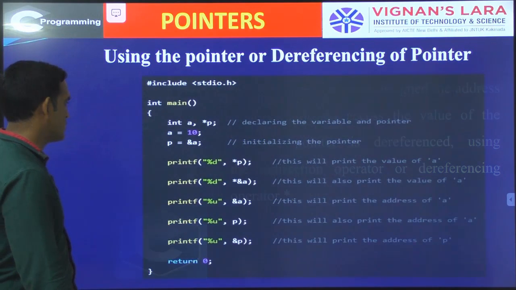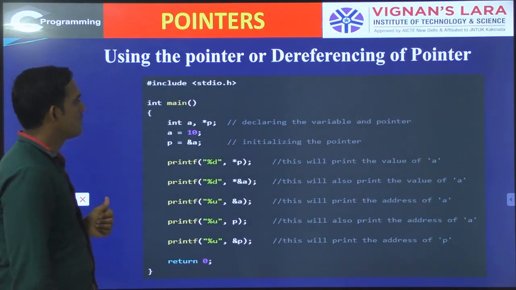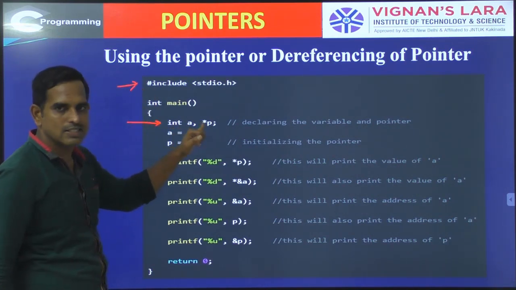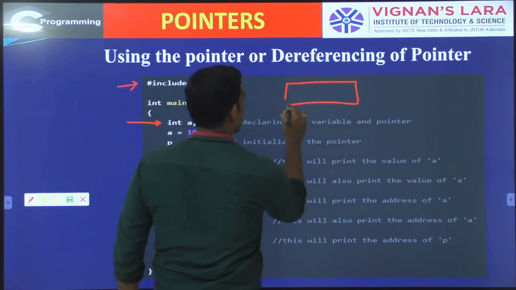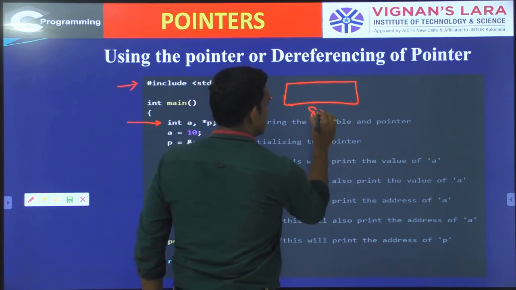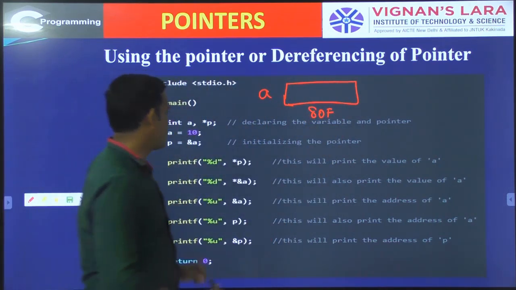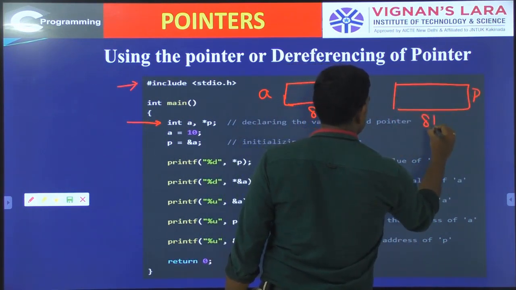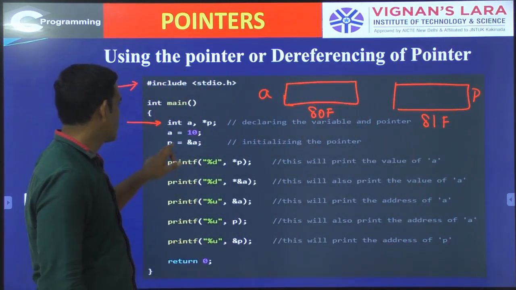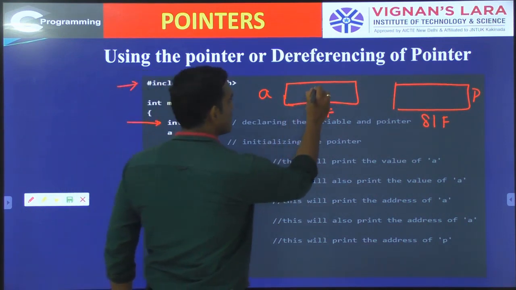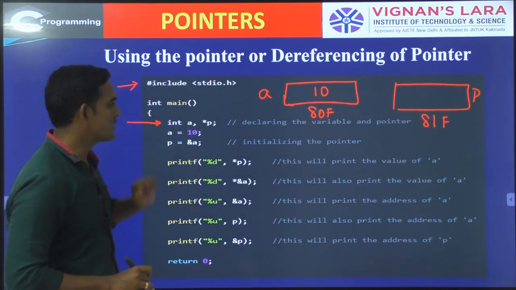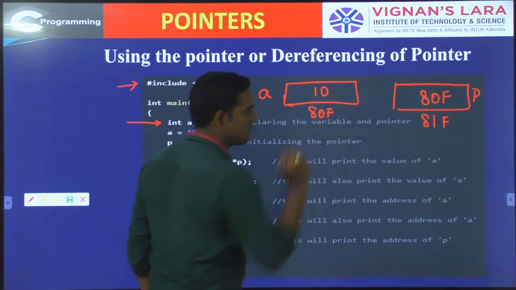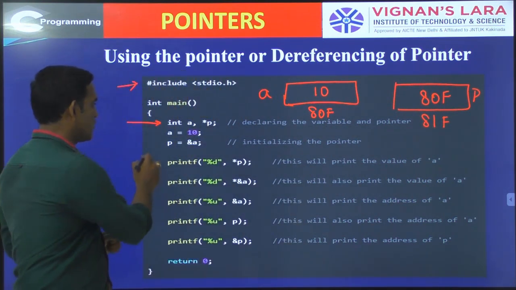So how are we going to use this indirection operator? This is a basic program with the declaration int A and star P. You have variable A, and let's take some address as 80F. You have a pointer variable P, and let's take a different address, 81F. First, A is equal to 10, so the value 10 goes into A. P is equal to address of A. The address of A is 80F, so 80F will go into P. So far these are declarations.